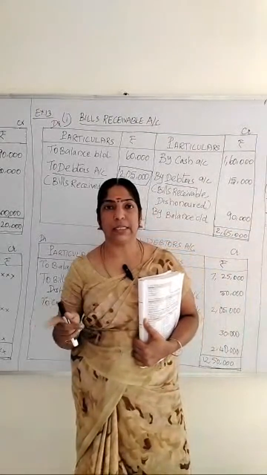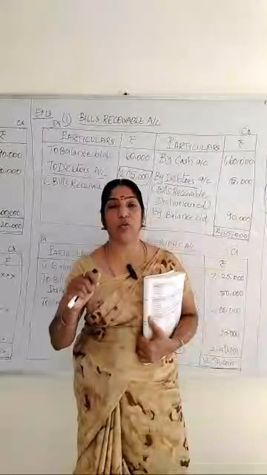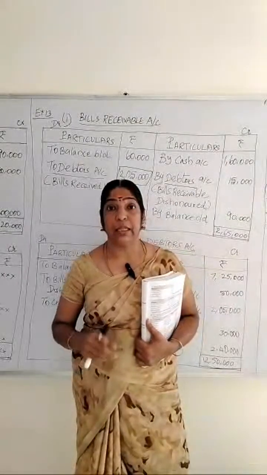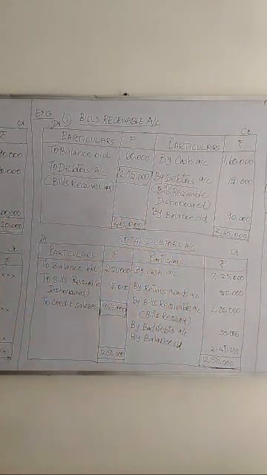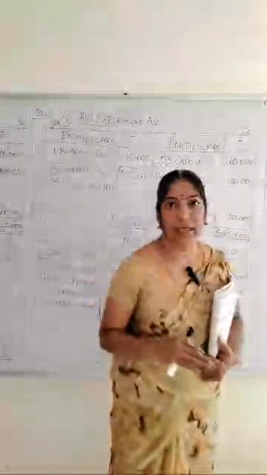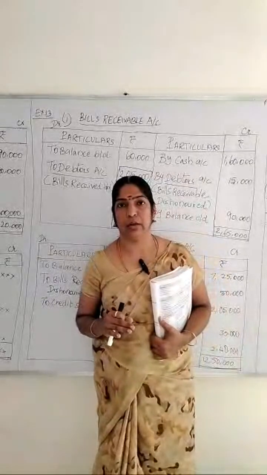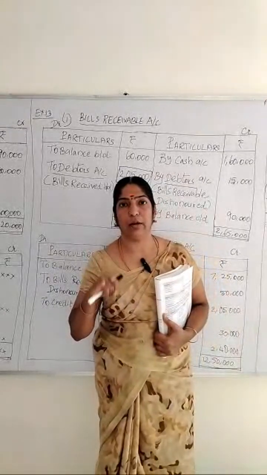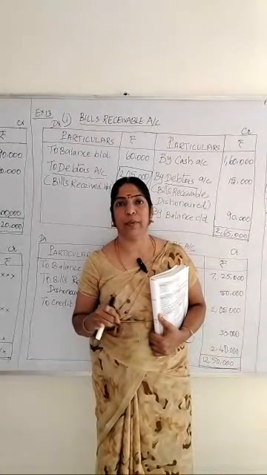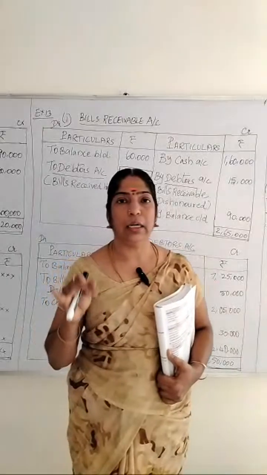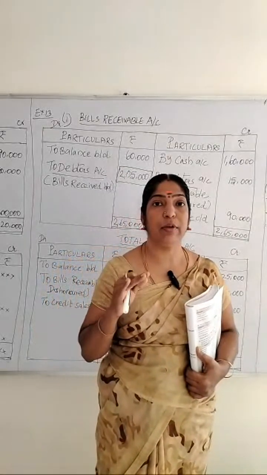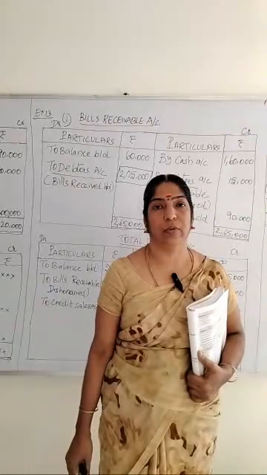In previous classes, I explained how to calculate the total sales. There are three ways to calculate the total sales. What are they? If anybody knows, tell me. The first method is to calculate the bills receivable account, the second is to calculate the total debtors account, and the third one, finally, gives the total sales.